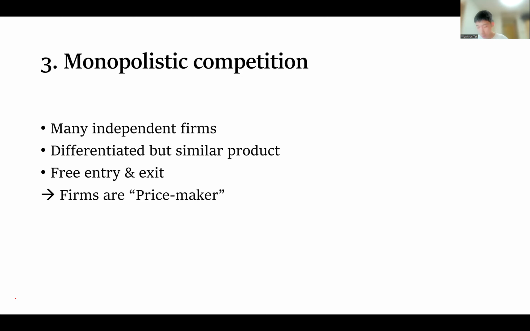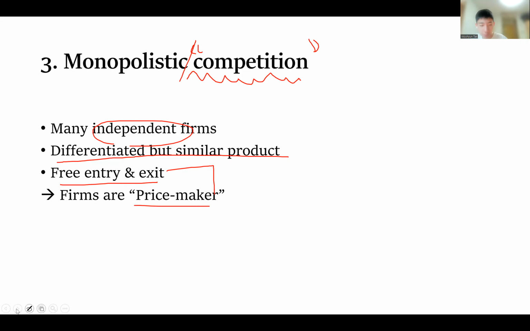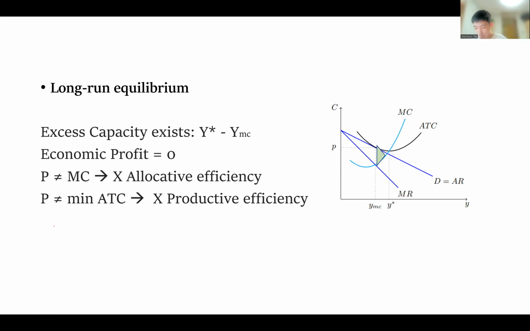Thirdly, let's move to monopolistic competition, which is composed of many independent firms. They sell differentiated but similar products, making similar differences according to each consumer group, like customers' age, and free entry and exit are possible. And firms are price makers. These are characteristics of a competitive market, right? So this is competition, monopolistic, but the more important term is competition. Therefore, free entry and exit is possible. They are price makers.